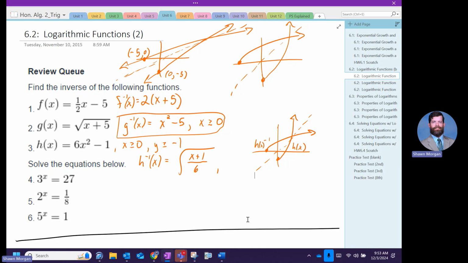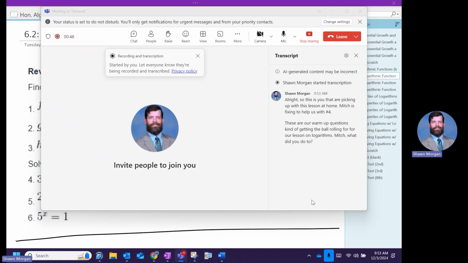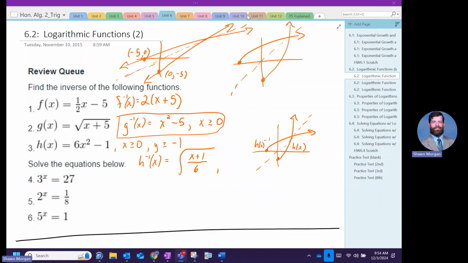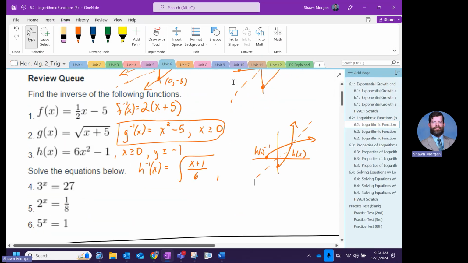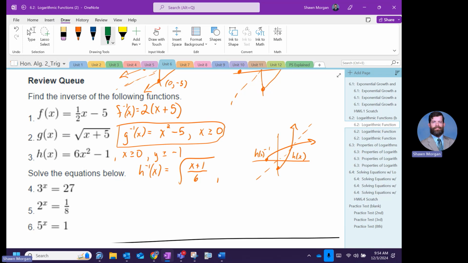Mitch, what did you do to... not number 1, number 4? I knew what it was. Because 3 to the power of 3 is 27, but I checked my answer with log base 3 of 27. Oh, okay. So I want us to not necessarily use logs, but I want us to make the base the same.